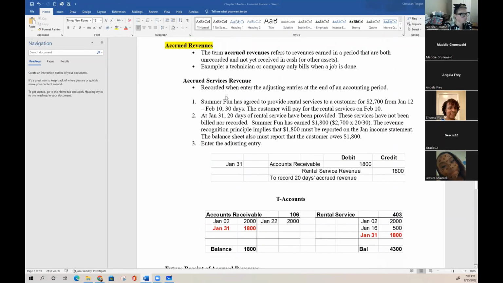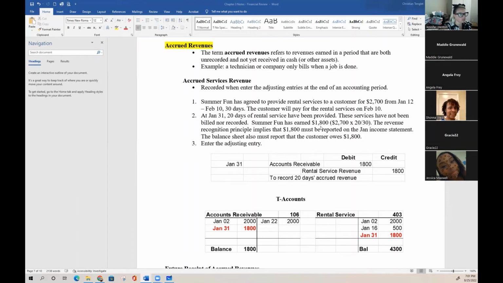All right, so recorded, okay, accrued services revenue. So we're going to have recorded the adjusting entry at the end of the accounting period. So Summerfront has agreed to provide rental services to a customer for $2,700 from January 12th to February 10th. So it's 30 days. The customer will pay for the rental service on February 10th at the end. So at January 31, I have 20 days of rental service that's been provided, and these services have not been billed or recorded. So since it hasn't been billed through the system, I need to do an adjusting entry.